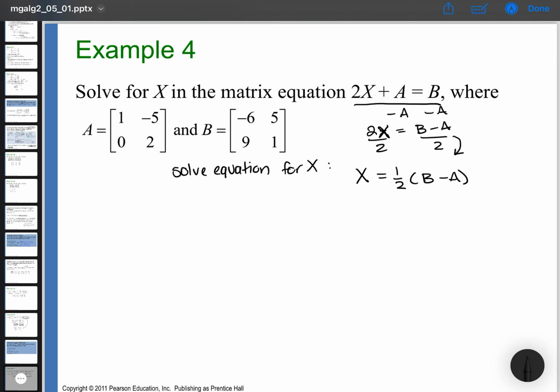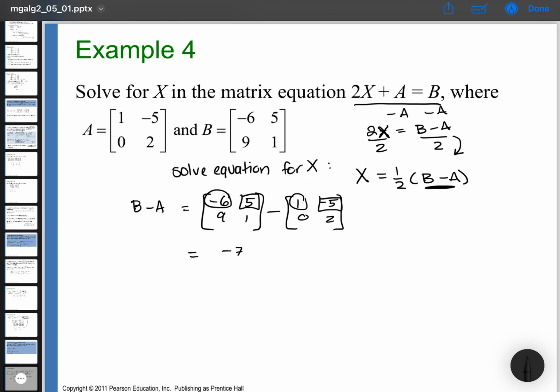All right, let's start by combining those two matrices. Start with this part right here. So I want to do B, -6, 5, 9, 1, minus A, 1, -5, 0, 2. So B minus A is this. What's -6 minus 1? -7. What is 5 minus -5? That's going to give us positive 10. What is 9 minus 0? That's going to give us 9. And what is 1 minus 2? That's going to give us -1. So this matrix represents B minus A.